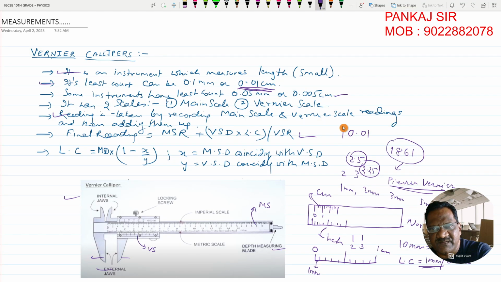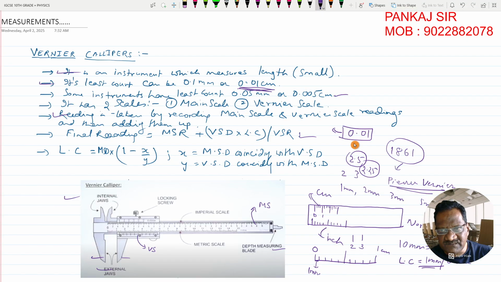2 dp means 0.01. This is nothing but the least count of a vernier caliper. So the least measurement that a vernier caliper can make accurately is 0.01 centimeter, and that is nothing but the least count. I hope you must have understood now the meaning of a least count.